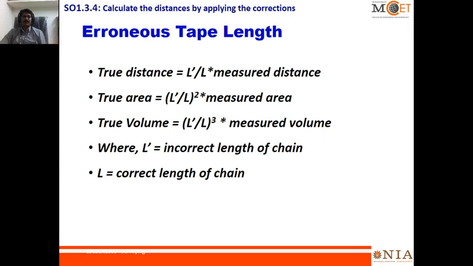If such an erroneous tape length was used, and based on that measured distance the area is also calculated, that measured area will have error. If the volume is also calculated, that volume will also have error. Then how can we calculate the true area and true volume? The square of L dash by L into the measured area gives the true area, and the cube of L dash by L into the measured volume gives the true volume, right? So based on this we can calculate distance, area and volume.